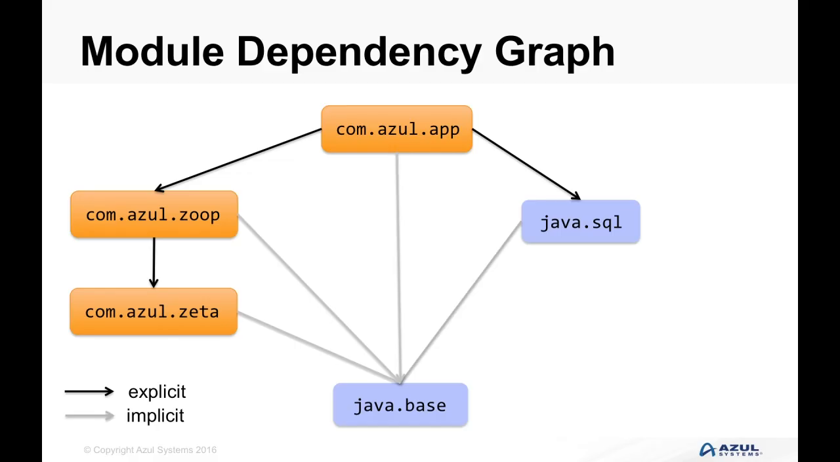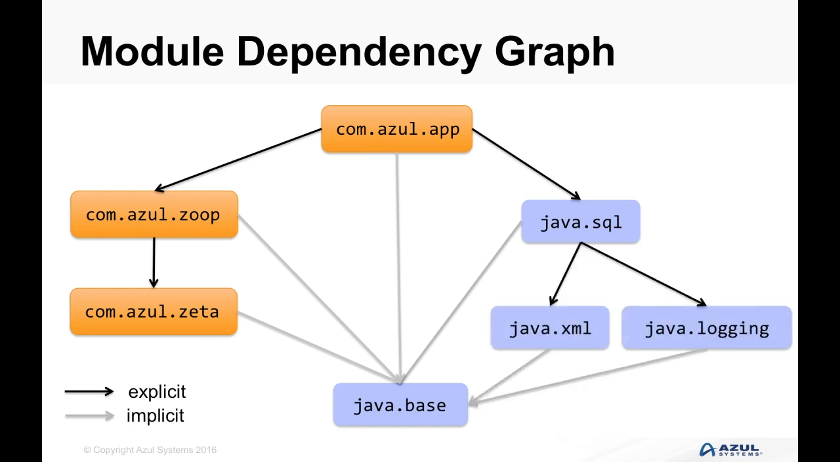So we have a dependency graph. And then, because we know that java.sql might depend on some other things, we'll find that, okay, that depends on java.xml, depends on java.logging. Both of those also depend implicitly on base. So we now have a nice dependency graph that the compiler can use to resolve references, the JVM can use to resolve references.